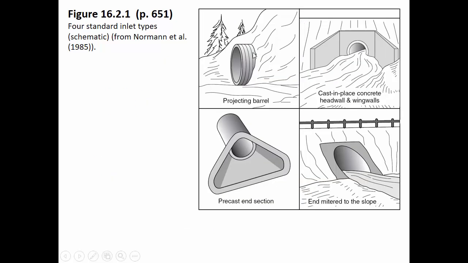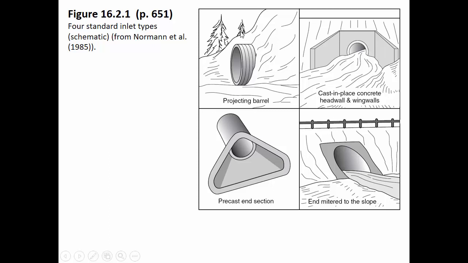Now, this is showing a lot of different inlets, and when we go through HY8 to do some calculations, we're going to have to specify whether there are head walls and wing walls. So the head wall is this, that's right in the immediate adjacent area to the pipe. The wing walls are guiding the flow into the pipe.